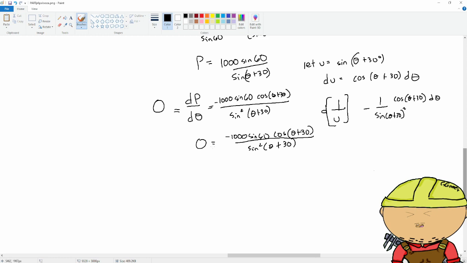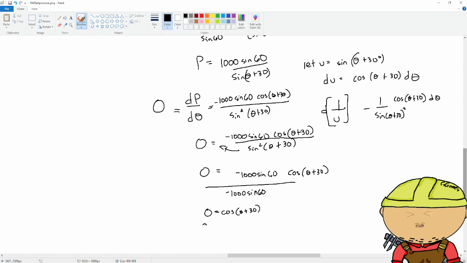Let's continue. Multiply both sides by the denominator, 0. Divide both sides by negative 1,000 sine 60, leaving cosine of theta plus 30. Just believe in yourself. Divide both sides by the coefficient. Anything, 0 divided by anything is 0. So 0 is equal to cosine of theta plus 30.